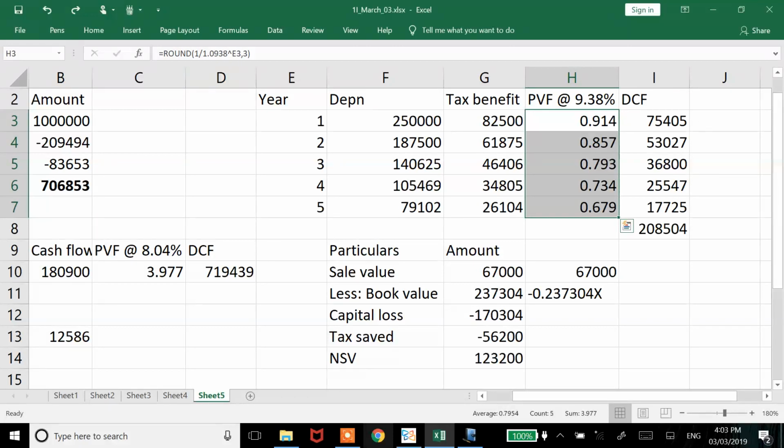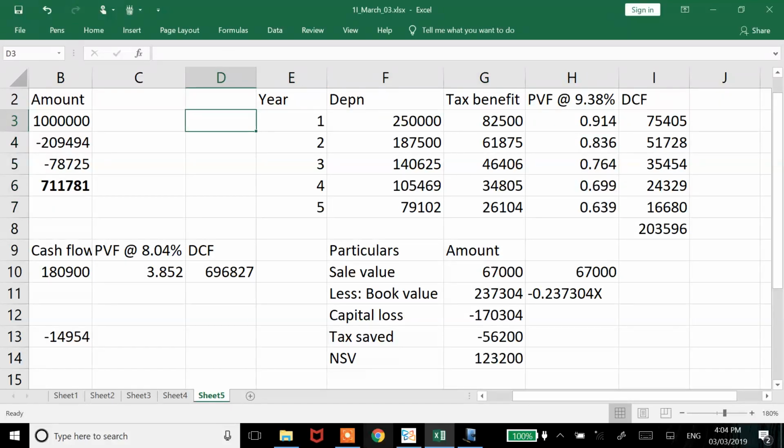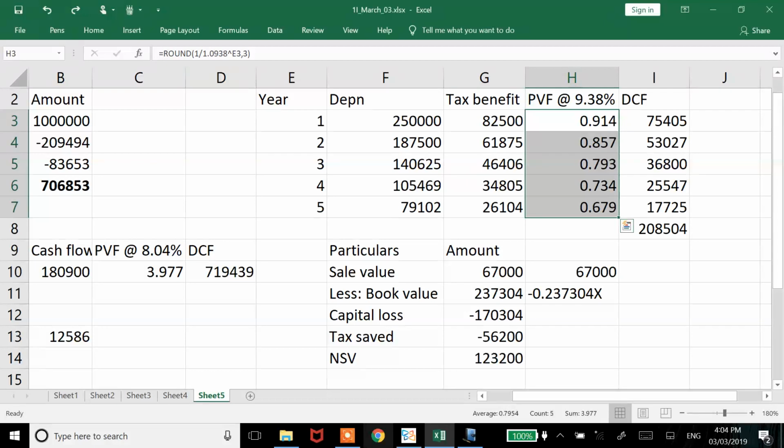The loan outflow changes from 706,853 to 711,781. Overall outflow changes to 711,781. But that's not the only point. Now lease will also undergo a change. I cannot continue with the old value of 719 for lease. Any doubts till now? Clear? The only calculation I have not told you to do is this 9.38% depreciation benefit computation.